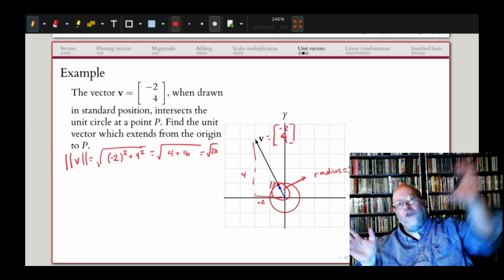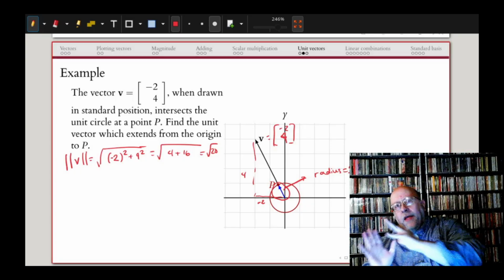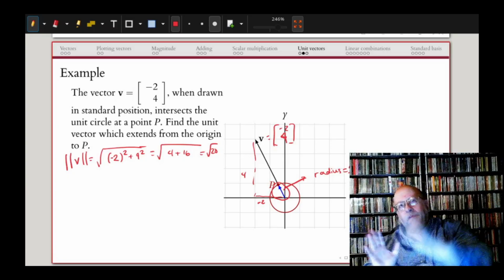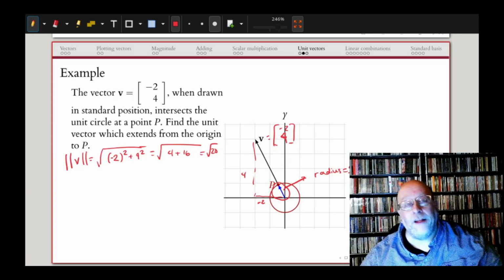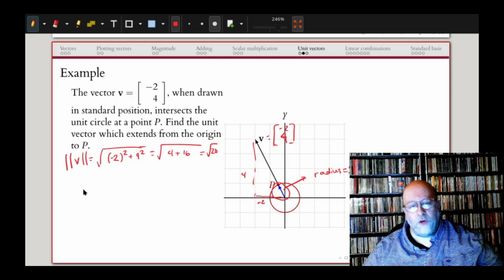So if I want to shrink it down to 1 unit long, I'm going to have to divide everything by 4.5. I'm going to have to divide everything, in this case, by the square root of 20. And so my unit vector that goes from the origin to point P is the vector negative 2 divided by the square root of 20 and positive 4 divided by the square root of 20.